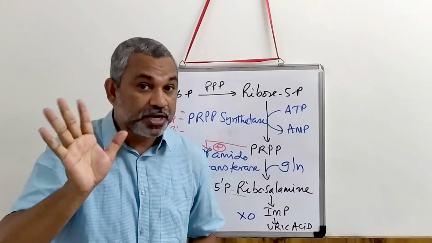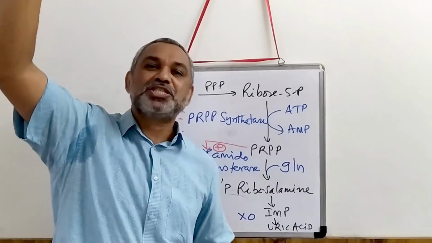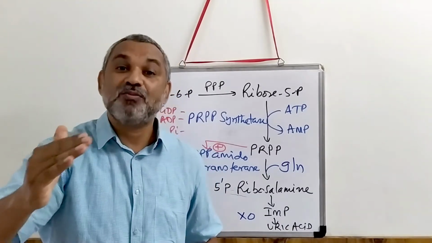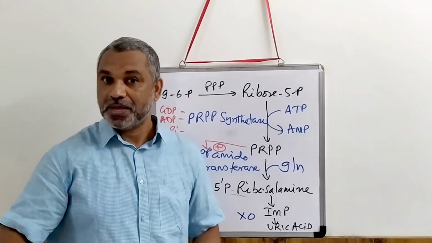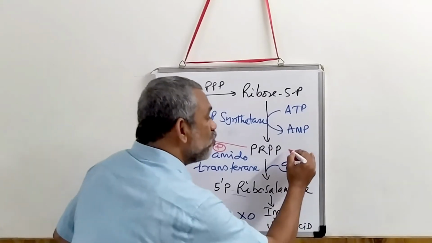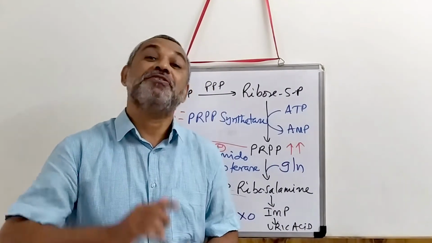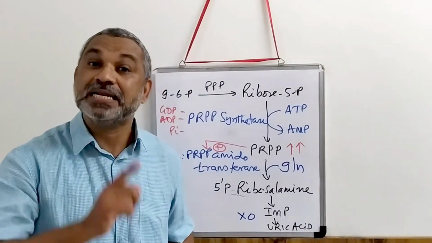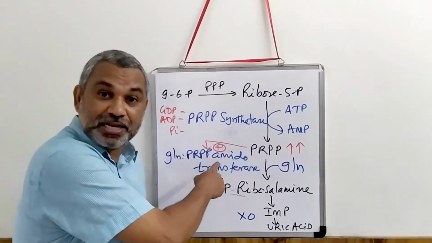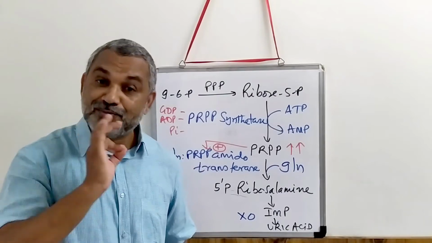Enzyme concentration is not increasing, but the activity of the enzyme. The Vmax is going to be about 3 times more than what the normal Vmax is. So since the Vmax increases, what will happen? There is going to be overproduction of PRPP. If there is overproduction of PRPP, tell me what will happen? This will stimulate this particular enzyme, amidotransferase. It is a feed-forward stimulation.